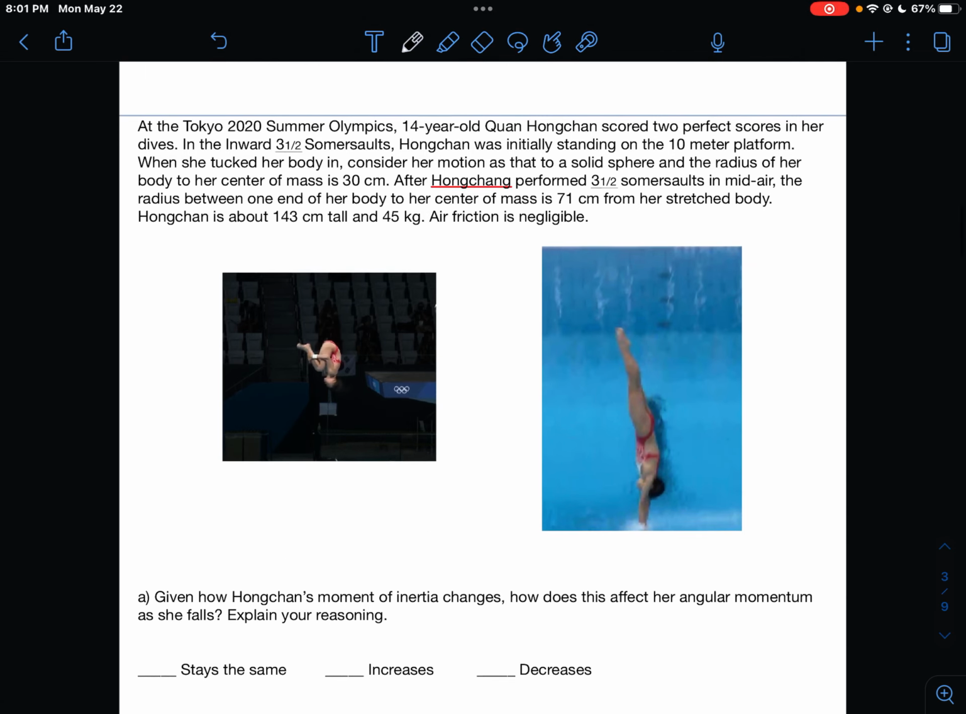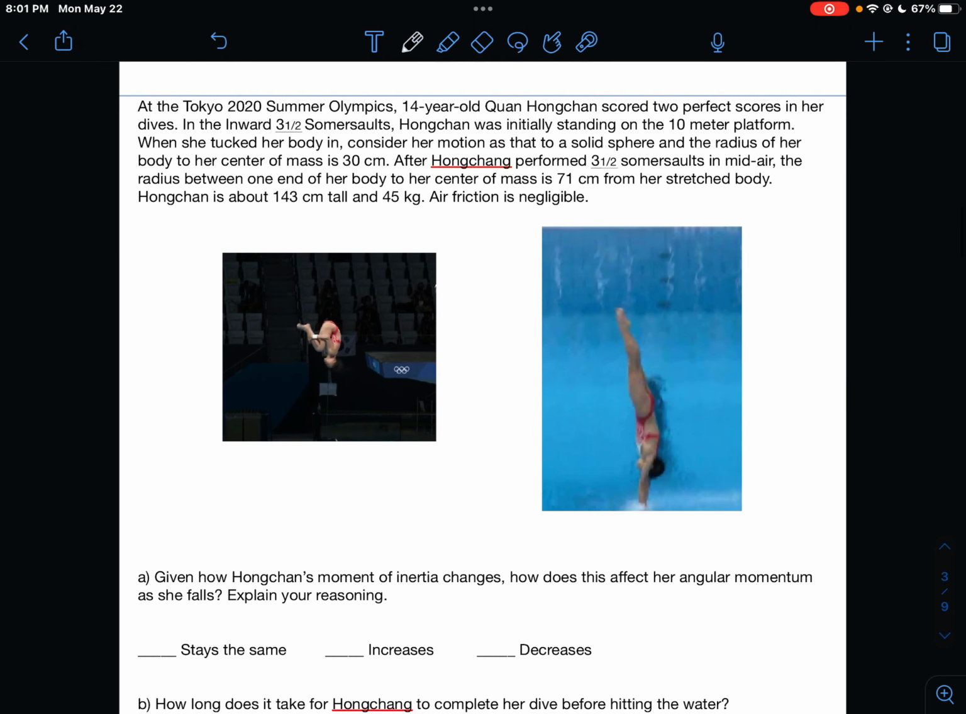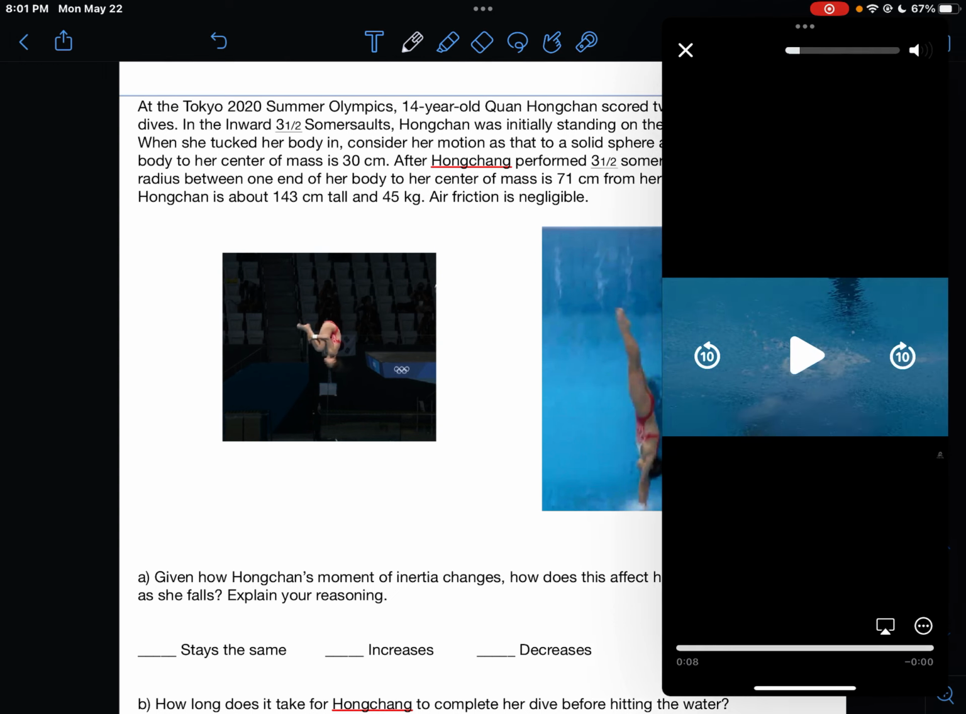So for this first one, here's the problem. You can pause and read it. But before that, let me show you the video where I got this from.